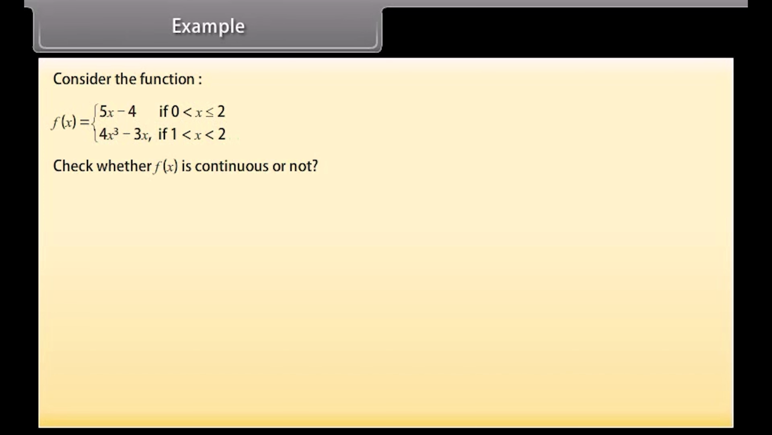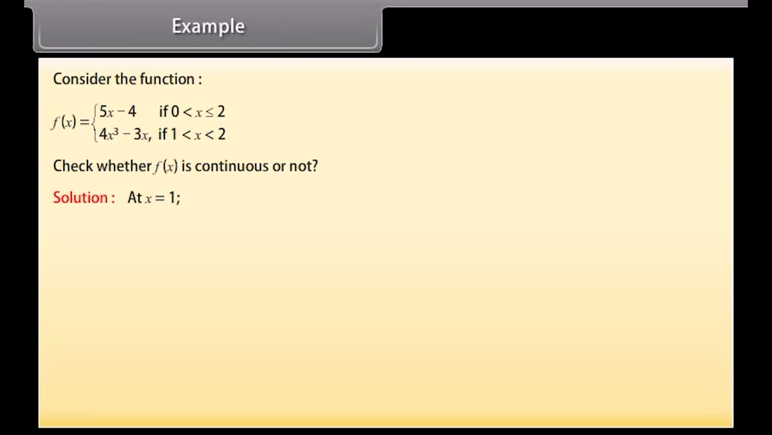Example. Consider the function f of x is equal to 5x minus 4 if 0 is less than x less than or equal to 1, is equal to 4x cube minus 3x if 1 is less than x is less than 2. Check whether f of x is continuous or not.